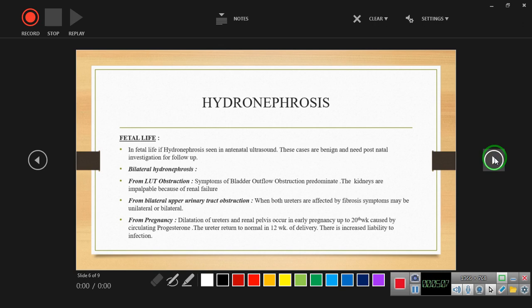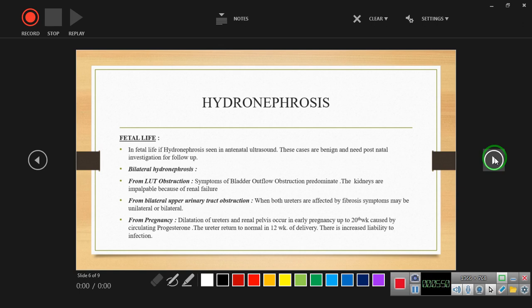Hydronephrosis in fetal life: if hydronephrosis is seen in antenatal ultrasound, the cases are benign and need postnatal investigation for follow-up. Whereas in bilateral hydronephrosis from lower urinary tract obstruction, symptoms of bladder outflow obstruction predominate. The kidneys are impalpable because of renal failure. From bilateral upper urinary tract obstruction, when both ureters are affected by fibrosis, symptoms may be unilateral or bilateral.